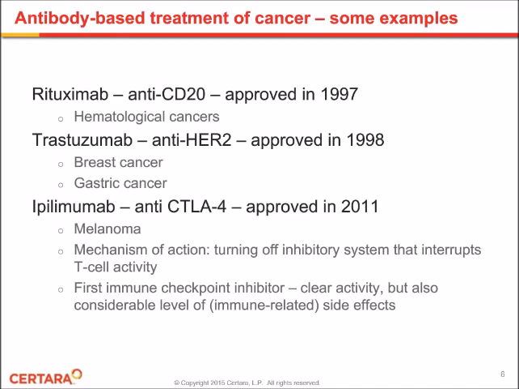targeting this cancer immunity cycle was ipilimumab, which targets CTLA-4, and was approved in 2011 for the treatment of melanoma. And this really works on that cancer immunity cycle. It turns off the inhibitory system that interrupts T-cell activity, so in that sense it reactivates the immune system. And it can be regarded as the first immune checkpoint inhibitor. It shows very clear activity, but also a considerable level of immune-related side effects because it targets the immune system in a fairly systemic way. I'll get back to that.